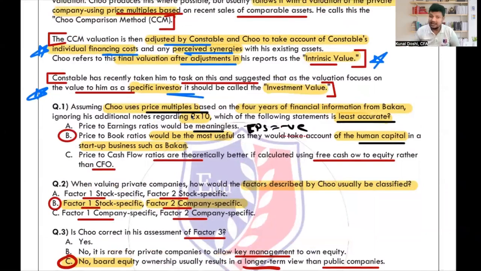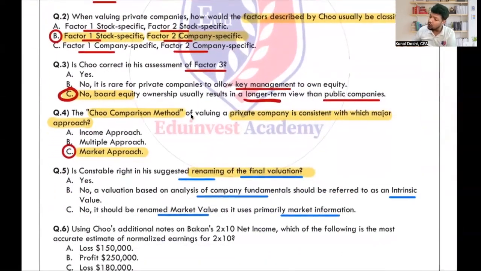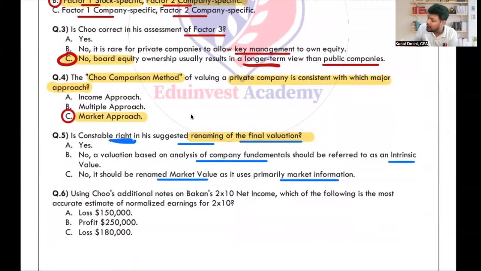So the question says, is Constable right? CCM valuation is then adjusted by Constable and Chu to take account of Constable's individual financing and any pursued synergies. Chu is calling it intrinsic value. Constable is suggesting it as investment value. Yes, when you're going to take over a stake in the company, when you're going to be the buyer of the company, Constable is saying that you should rather call it investment value. So Constable is right because he is going to take over the company. So Constable's view of calling it investment value is correct.